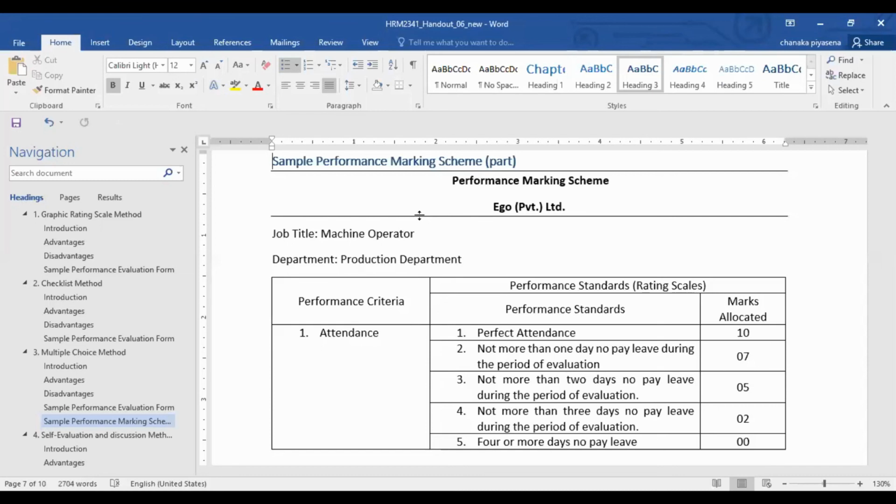Likewise, we can develop the standards and we can allocate marks for the different standards. That is the way we can develop the multiple choice method performance evaluation forms and procedures. I think you got some idea about the multiple choice method.